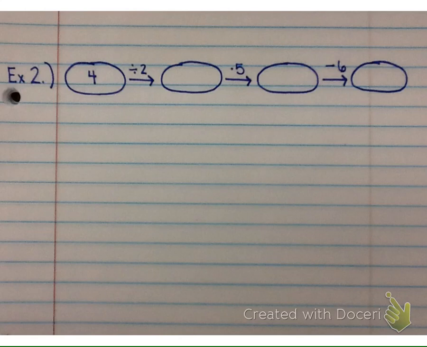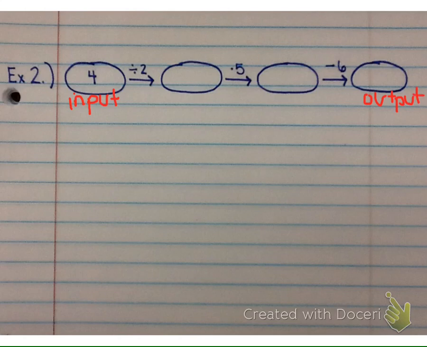Please copy down this next example. Notice that this example is a bit longer than the last one. There are more ovals and more arrows. I can have as many arrows and ovals as I need to complete all of the operations, or all of the steps to complete my equation. Here, my input is 4. I'm again solving for my output.